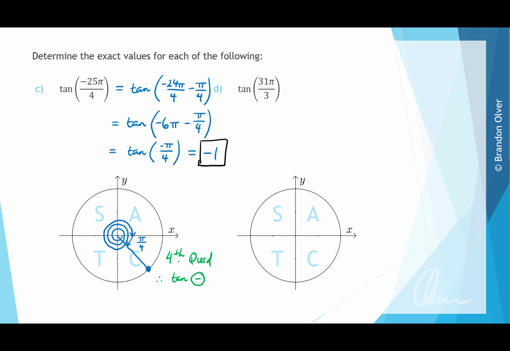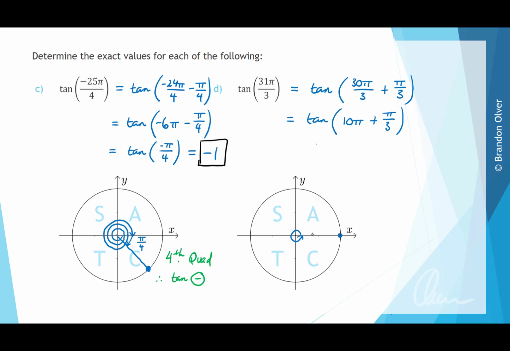For part D, we're going to find the exact value of tan of 31 pi on 3. So if we inspect that angle, we could write it as tan of 30 pi on 3 plus pi on 3. So that helps to identify what our reference angle is. It's going to be pi on 3. And if we have 30 pi on 3, that's just 10 pi plus pi on 3. And now going around the unit circle 10 pi radians is going to take us back to 0 radians. So every time we go around 2 pi, we get back to here.